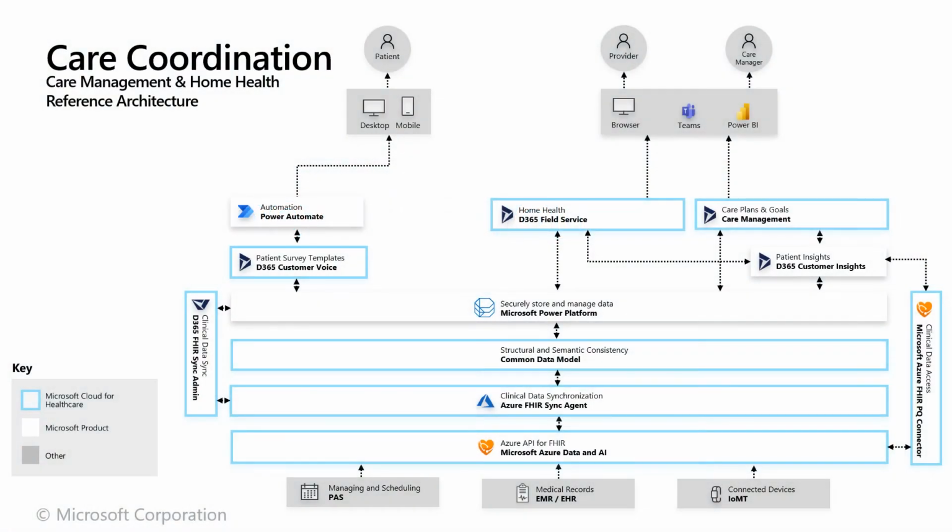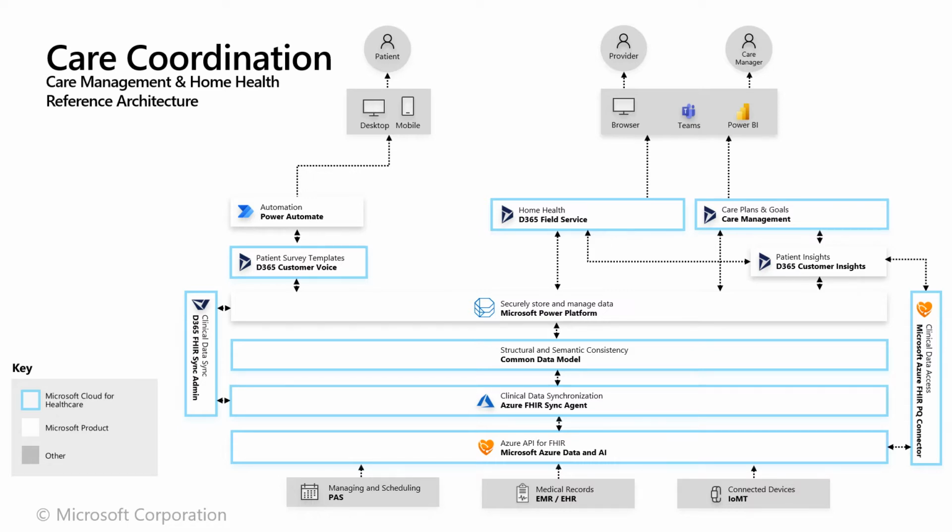Care coordination. In this chapter, we're going to take a closer look at all the capabilities included in care coordination. Let's take a moment to review the high-level reference architecture for care coordination with care management and home health.